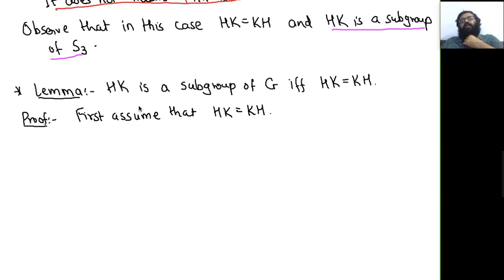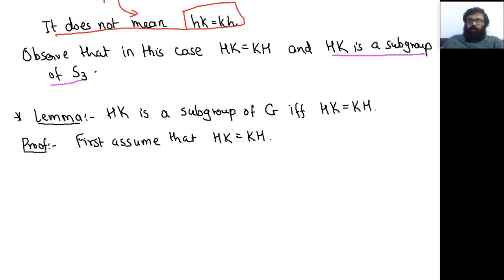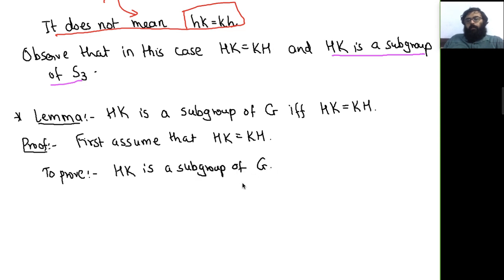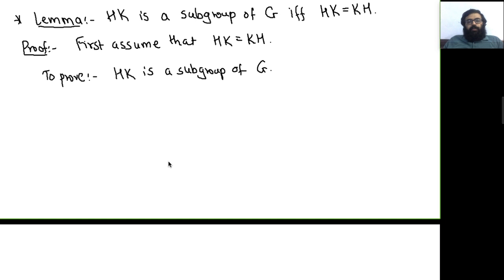Since it is if and only if, we have to do both sides, right? So I have first assumed that HK equals KH, and we have to prove that HK is a subgroup of G. For that, we are going to use the equivalent condition for a subgroup. We can just show that HK is closed under the operation of G, and every element of HK has an inverse in HK.